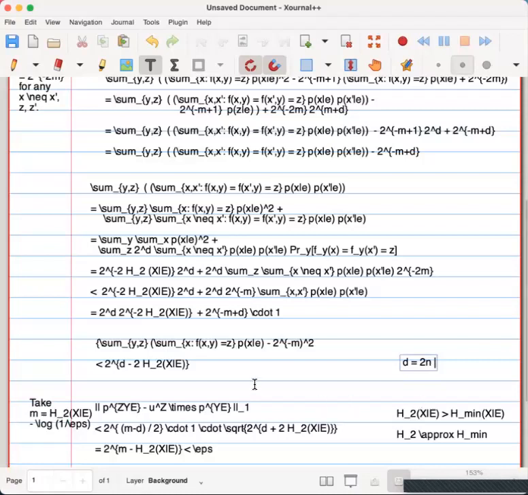And the only thing left is to finally prove this one: that the sum over x of px squared is equal to this Renyi 2 entropy, which essentially follows from the definitions. I'll do it shortly. Any questions about this proof? Any doubts?